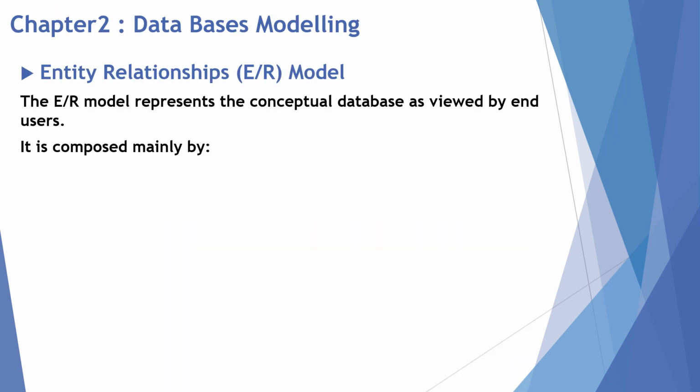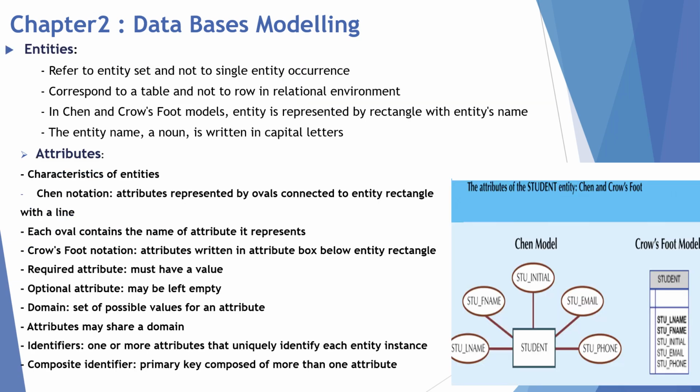We move now to the second chapter, where we are going to see the main principles of databases modeling. In this chapter, we focus on the entity relationship model, which represents a conceptual database as viewed by end users, and it's composed mainly of entities, attributes, relationships, and cardinalities.